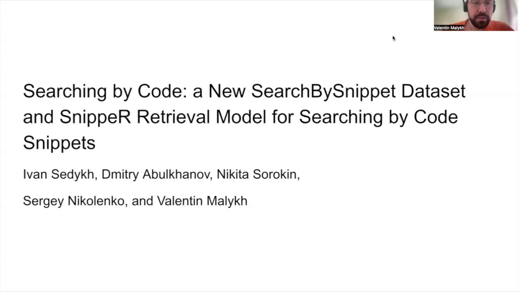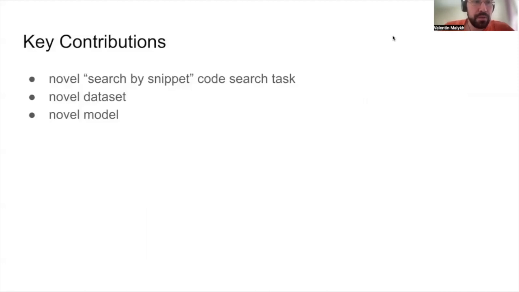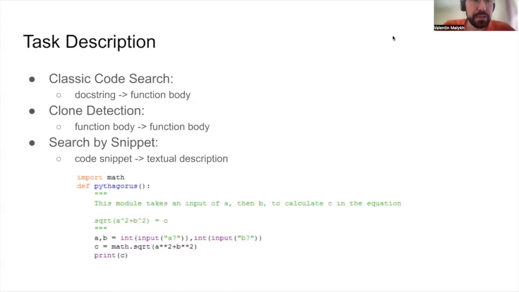Let us discuss what we have today on our work. So the key contributions are a novel search task, the code search task, which I'll describe in detail later, a novel dataset, and a novel model. I will describe all of that in the specified time. So first of all, the task description.